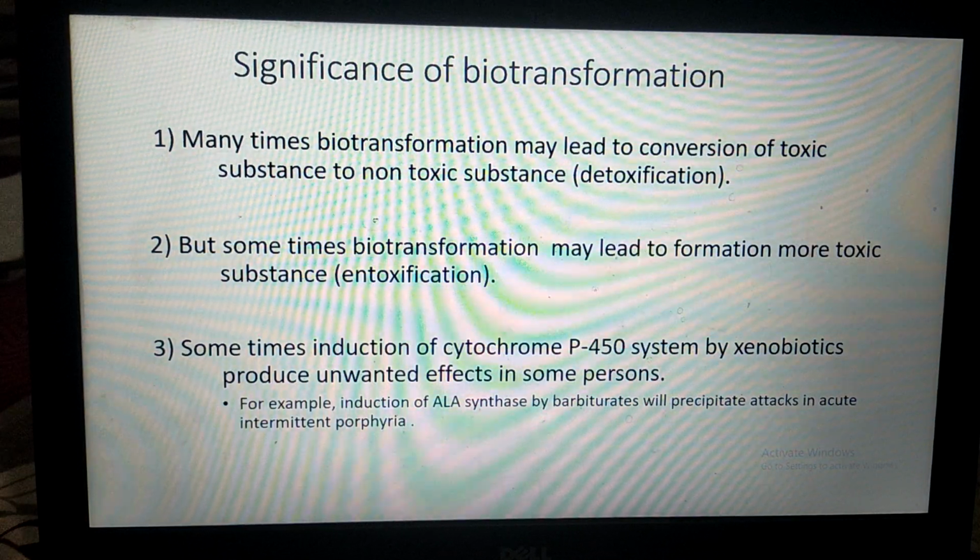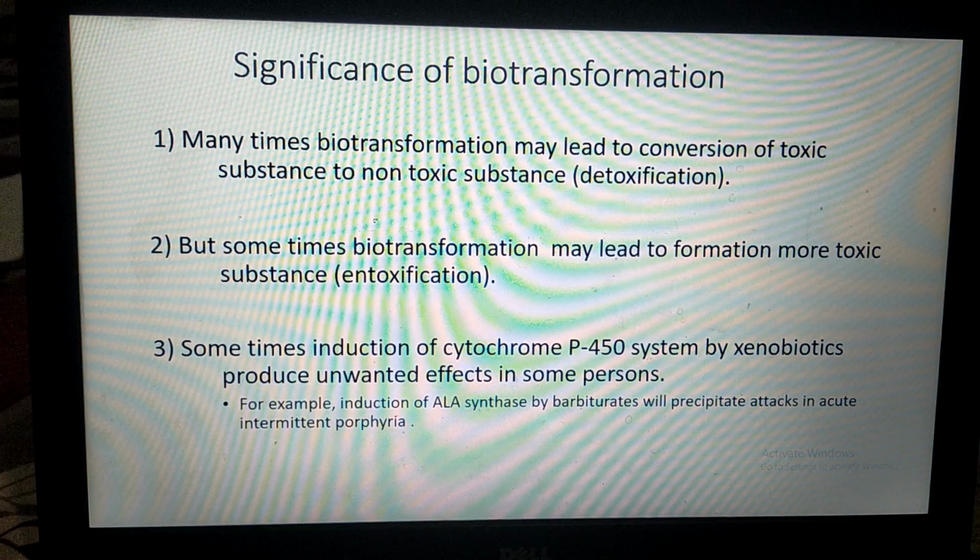Now the third significance is that during biotransformation reactions, if the cytochrome P450 enzyme system is induced, it may create an untoward effect. For example, induction of ALA synthase by barbiturate will lead to synthesis of more and more intermediates of heme synthesis, which get accumulated in the body, leading to acute intermittent porphyria in some patients.